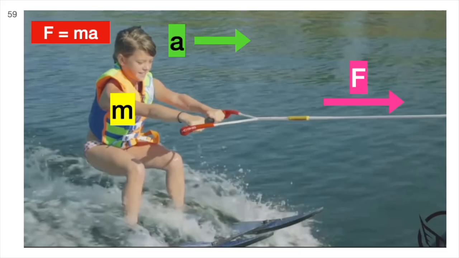It is intuitively obvious that the force generated by the motorboat pulls the water skier. It is somewhat less intuitively obvious that the mass of the water skier generates an equal, opposite, and reciprocal force that creates drag on the motorboat.